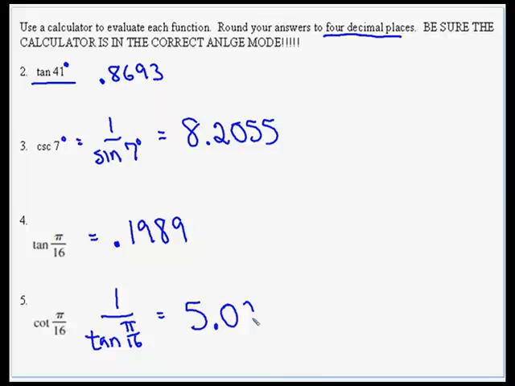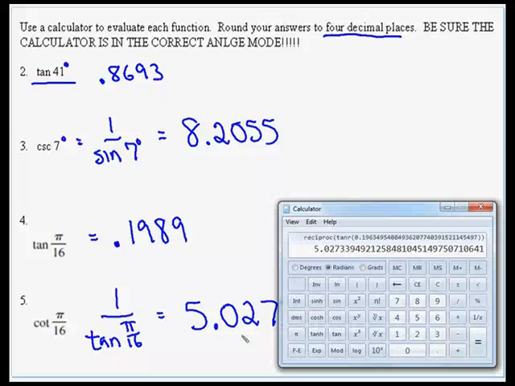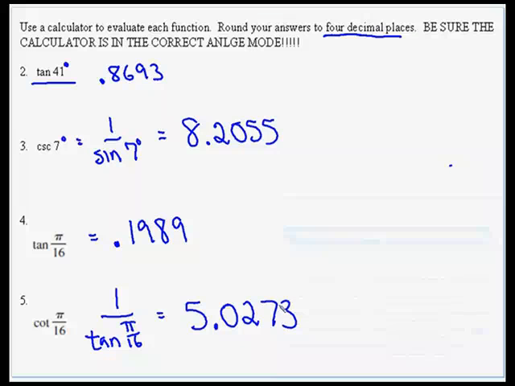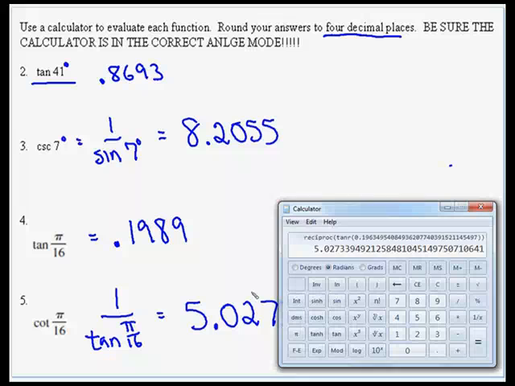5.0273. And double check that again. 0273. Yeah, that next number was a 3, so we round it down, leave it alone at a 3 at the end there. Critical thing there is the mode, radians or degrees. Be careful.